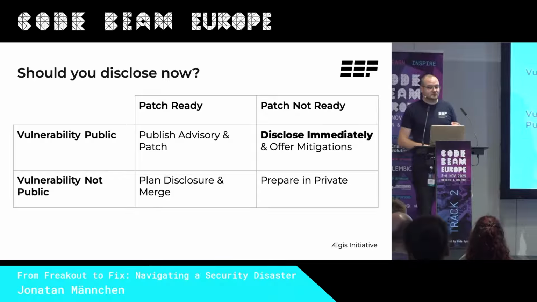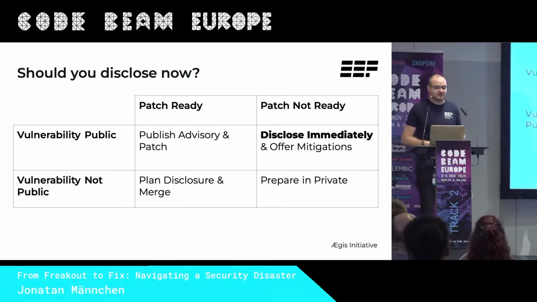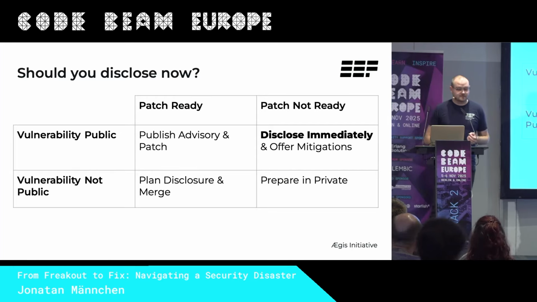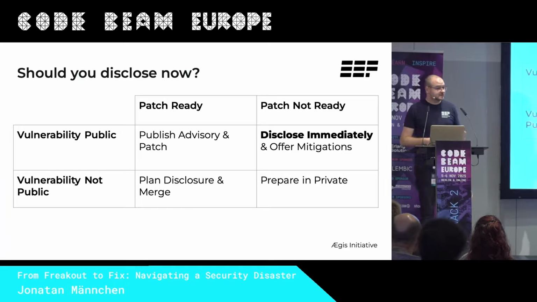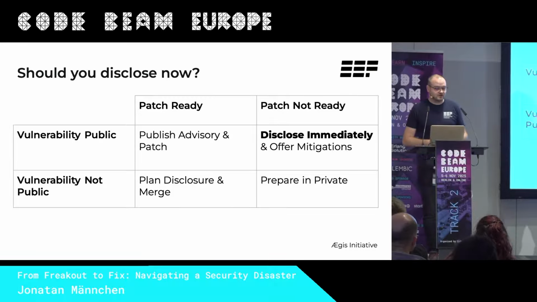When it comes to disclosure timing, the key factor is whether the details of the vulnerability are already out there. You don't need a full proof of concept. You just need public knowledge that people can exploit it, especially with today's automated tooling. If the vulnerability is public and you already have the patch, then just go ahead and publish both the advisory and the fix immediately. If it's public but your patch is not ready, you still must disclose now and provide interim mitigations so that your users aren't caught off guard.